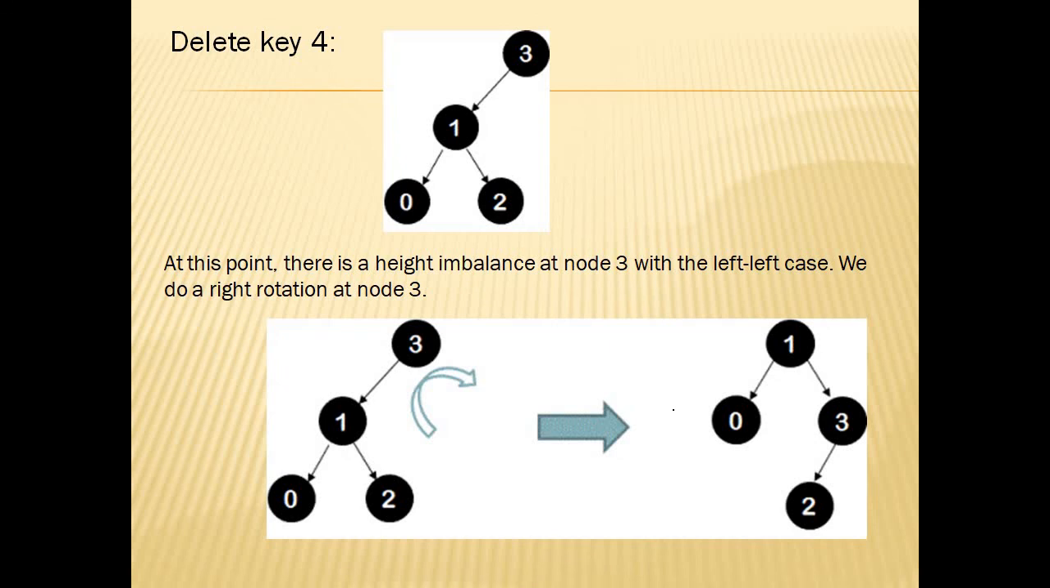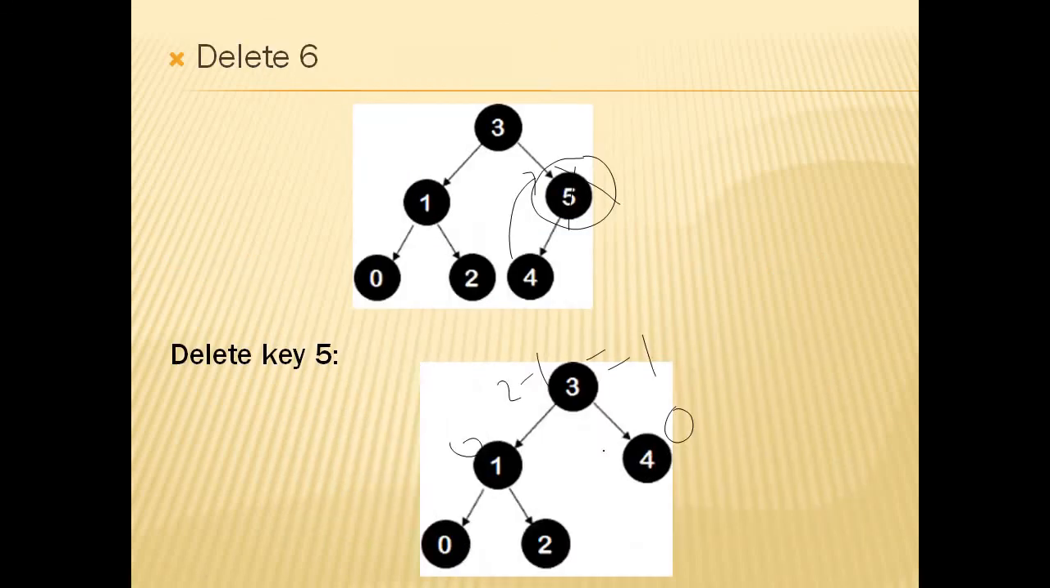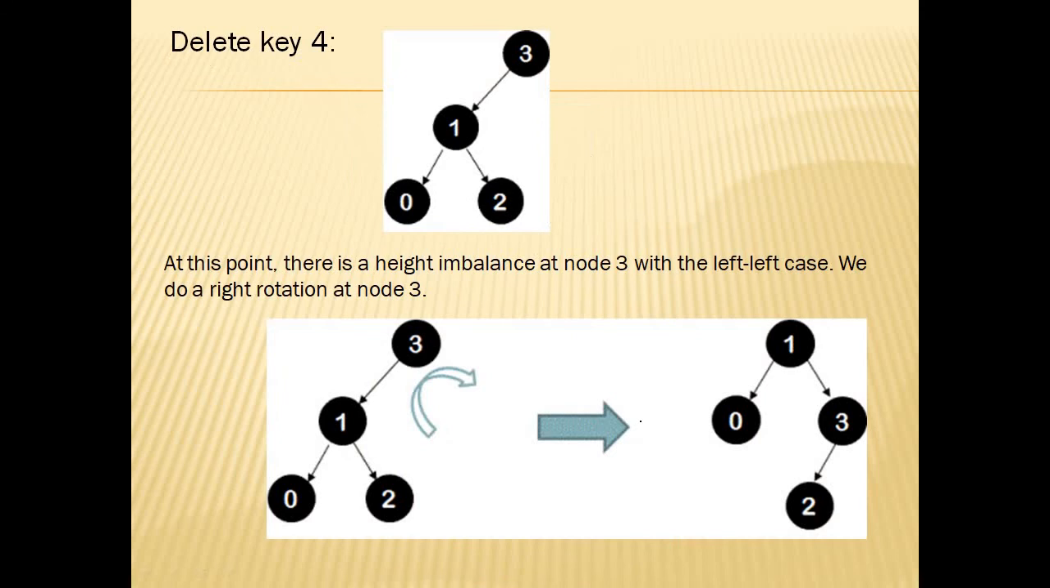Next, delete key 4. 4 is available here, which means it is a leaf node, so directly we can delete it. After deletion, we found this. Now, when you observe here, the balancing factor is 2 minus 0, it is 2. So the balancing factor for the root 3 is 2. So it is imbalanced. Where is it imbalanced?